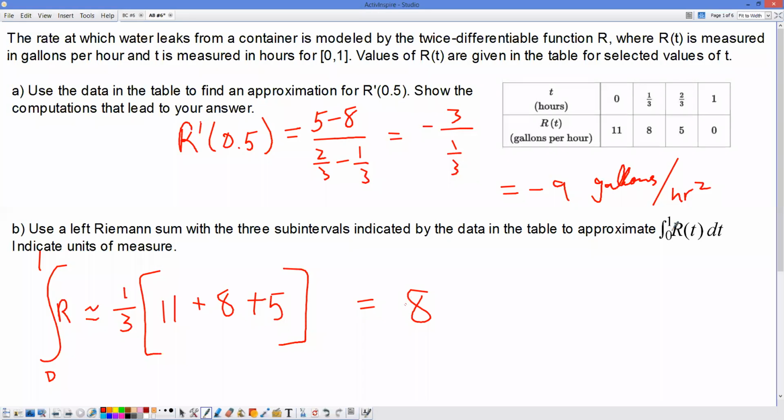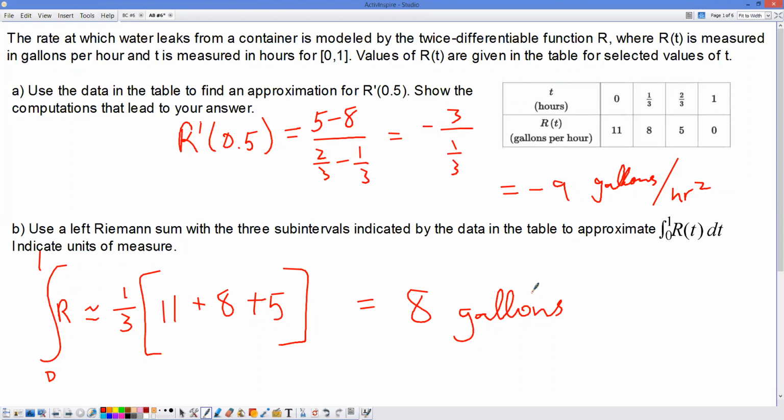And if we are integrating a rate function that is gallons per hour, we should get 8 gallons. So if it were to ask us what that means in the context of the problem, we'd be saying that that means that 8 gallons of water had leaked out in that first hour from the tank. Any questions on that part? Okay.